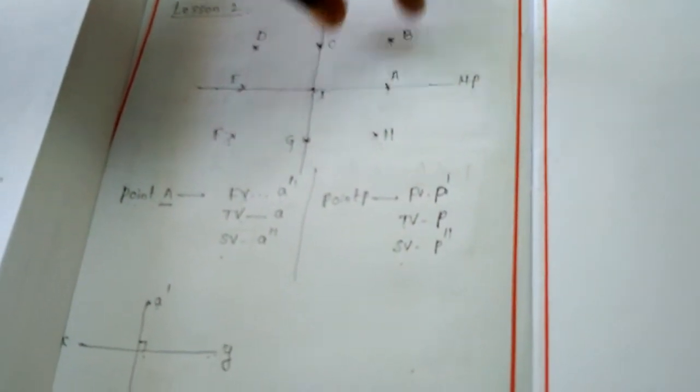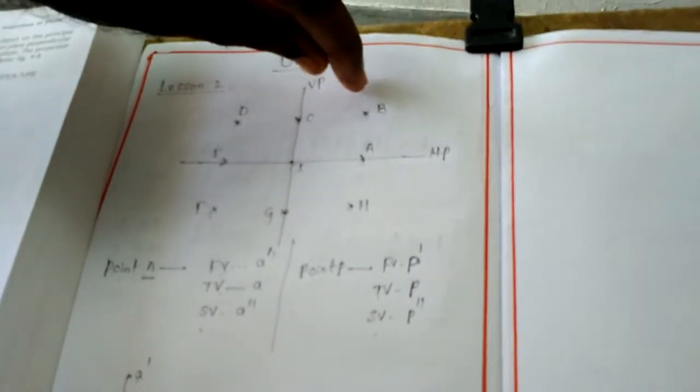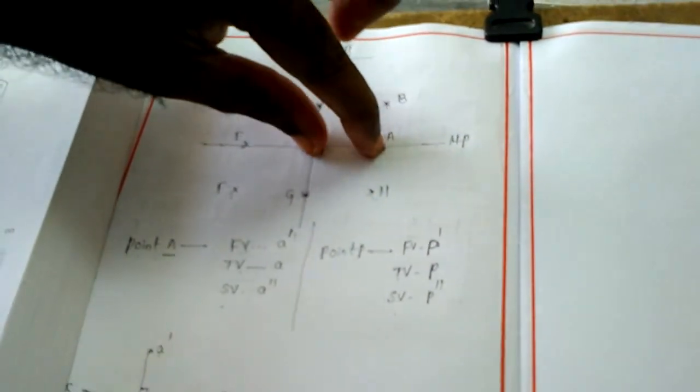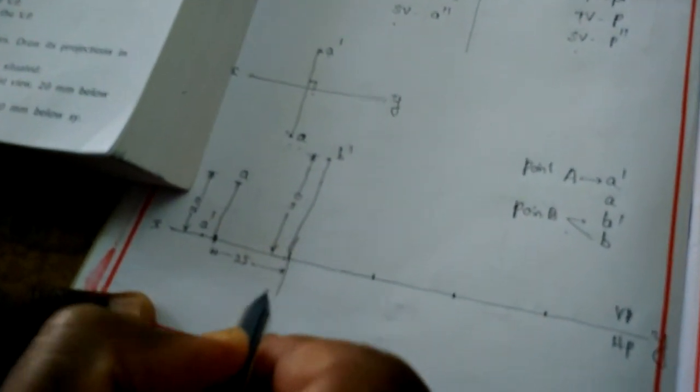When you want to see in the top view direction, the top view appears here, but due to rotation of the planes, this top view comes here below XY. That's why for the top view, here 25 millimeter down, you want to represent. This is B. This gap is 25 millimeter.